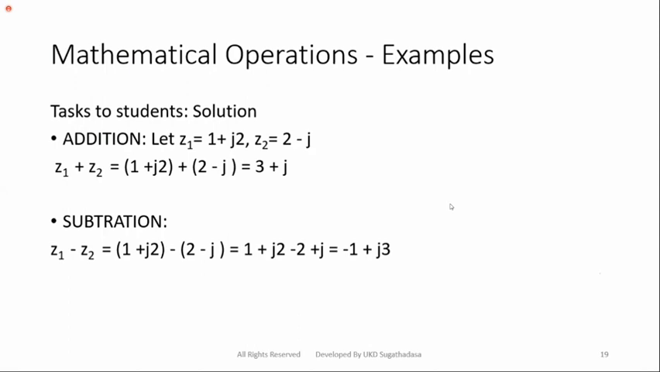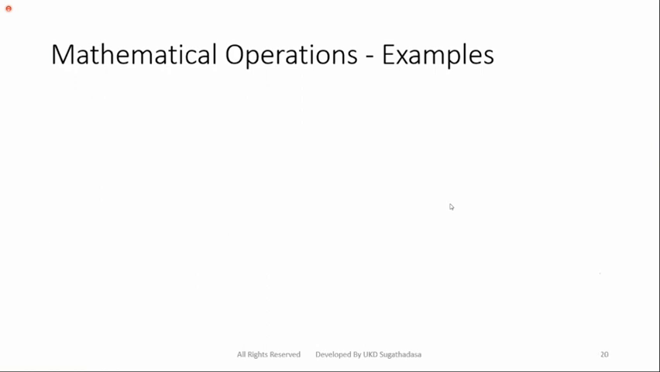Similarly, for the subtraction, check your answers. 1 minus 2, minus 1. j2 plus, remember here when you remove the brackets, the final minus j becomes a plus j. 2j plus j, 3j. The subtraction Z1 minus Z2 equals minus 1 plus j3. I assume everybody got the correct answer. Let us go for the multiplication.